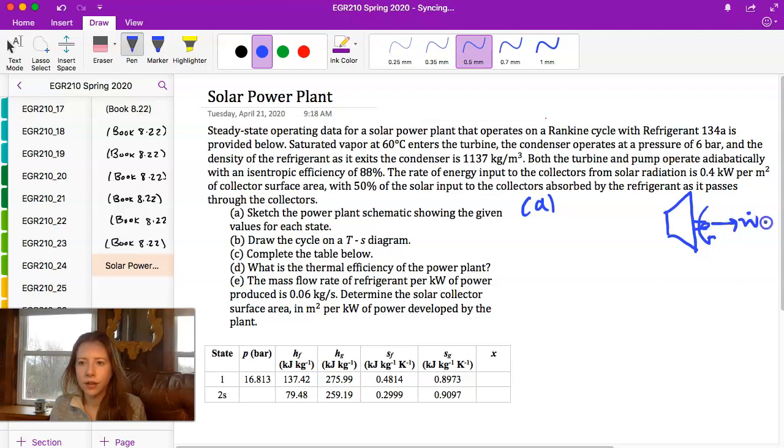This is W dot T. So going in, that's 1. Coming out, that's state 2. And of course, the vapor, the gas, which is going to be superheated refrigerant perhaps, or at least gaseous refrigerant, is going to be heated in our solar collectors.